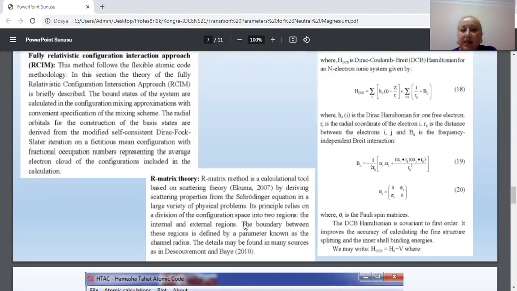R matrix theory is a calculational tool based on scattering theory, deriving scattering properties from the Schrödinger equation in a large variety of physical problems. Its principle relies on a division of the configuration space into two regions, the internal and external regions. The boundary between these regions is defined by a parameter known as the channel radius. The details may be found in many sources, as you can see.